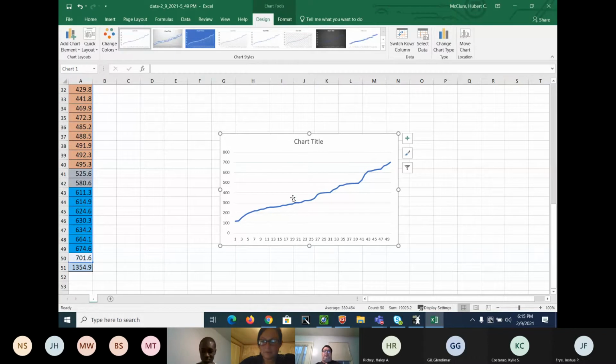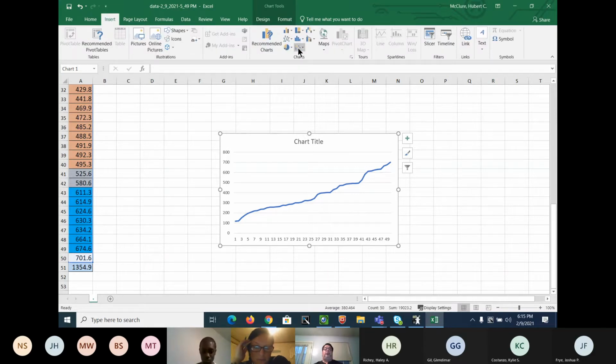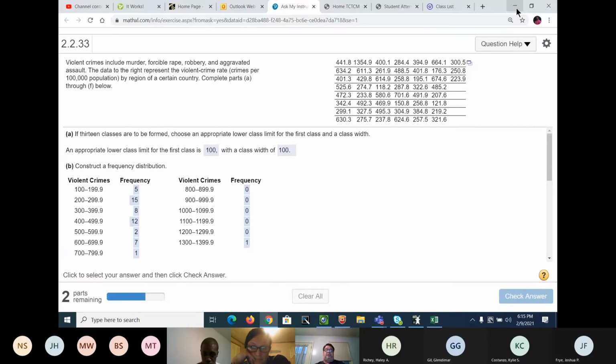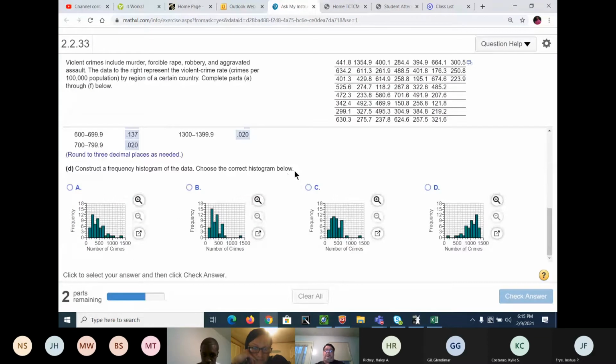Okay. And there's what it looks like. Now, if we wanted to do a dot plot, you could hit insert. And I'm going to go dot plot. There's a dot plot. You see it's steadily increasing. So look for one that's steadily increasing. Might be that one right there.